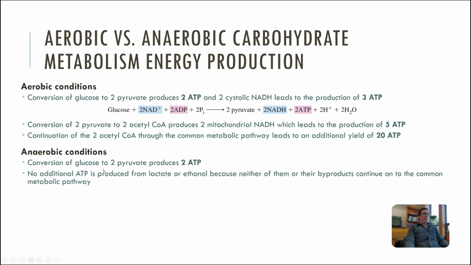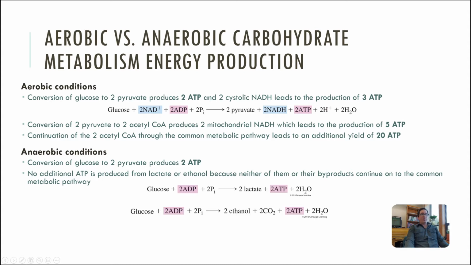The conversion of glucose to 2 pyruvates produces 2 ATPs. Okay, so what are we going to do from there? Well, we can't do anything with it. We can't generate any additional ATP from lactate, and we don't use ethanol, because neither of them continues on to the common metabolic pathway. All right, so if we look here, 28, or again 30 from that GTP, versus 2, that's not really very good.